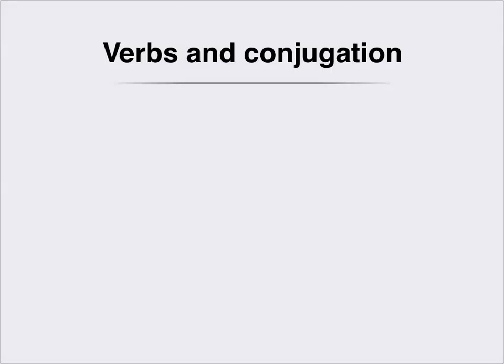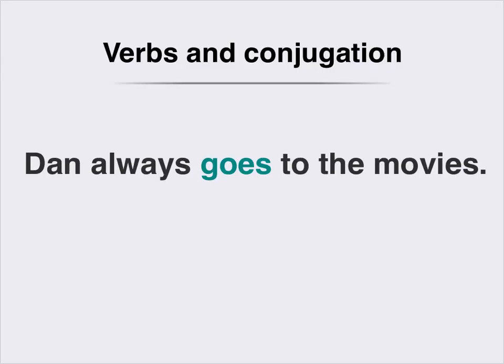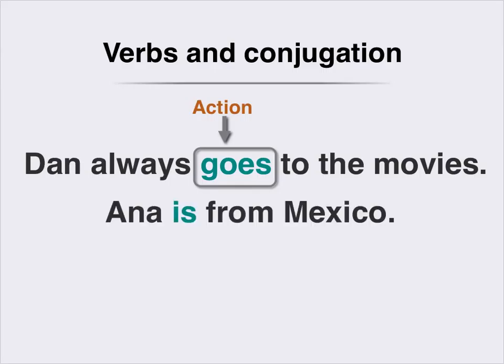Verbs and conjugation. The verb is the word in the sentence that tells an action, what a person or thing does. Or, instead of an action, it can tell the state of the subject, linking the subject to a word or phrase that describes or defines it.